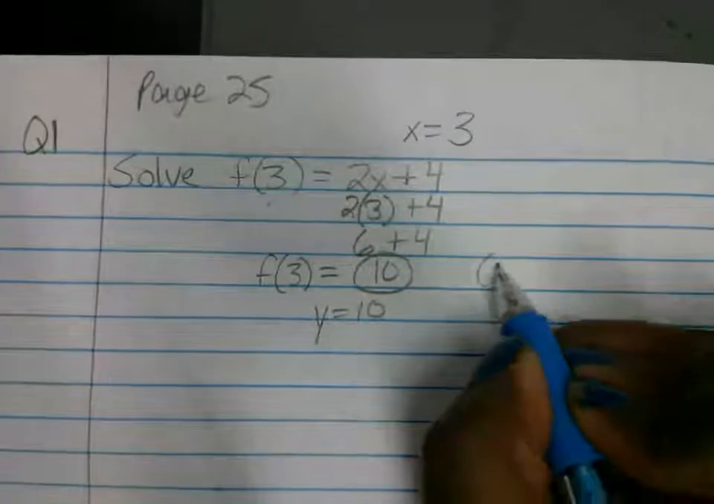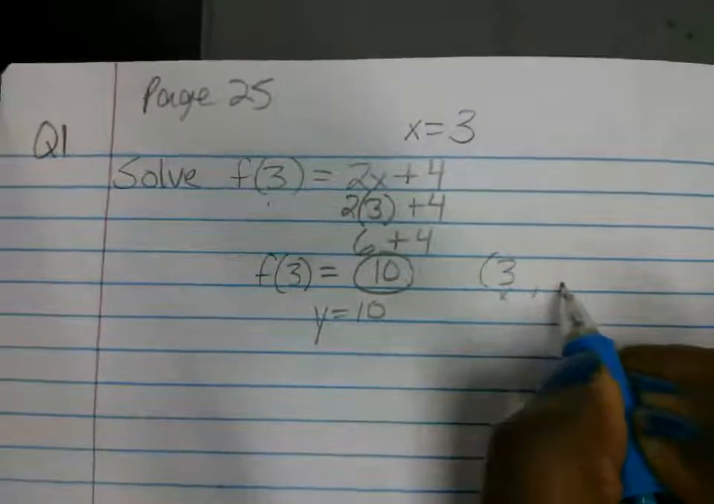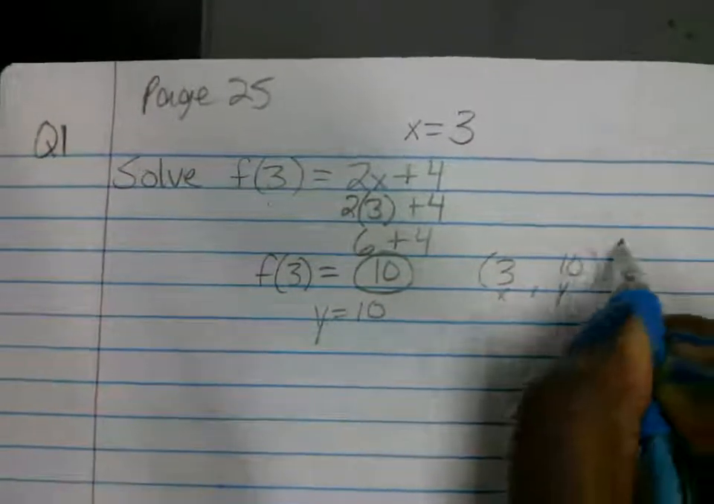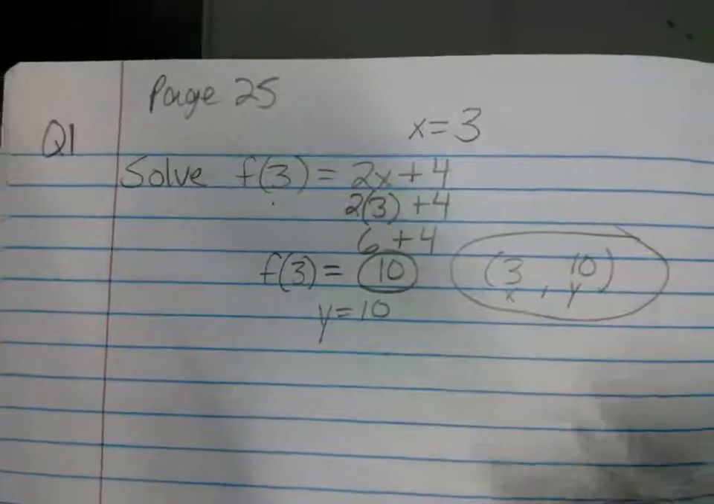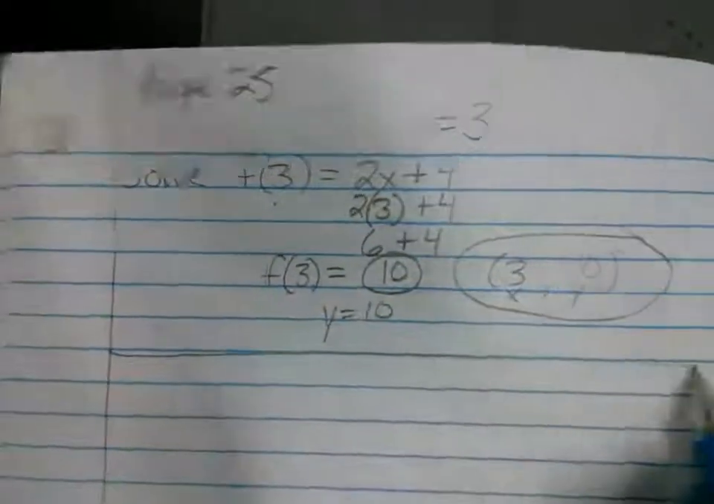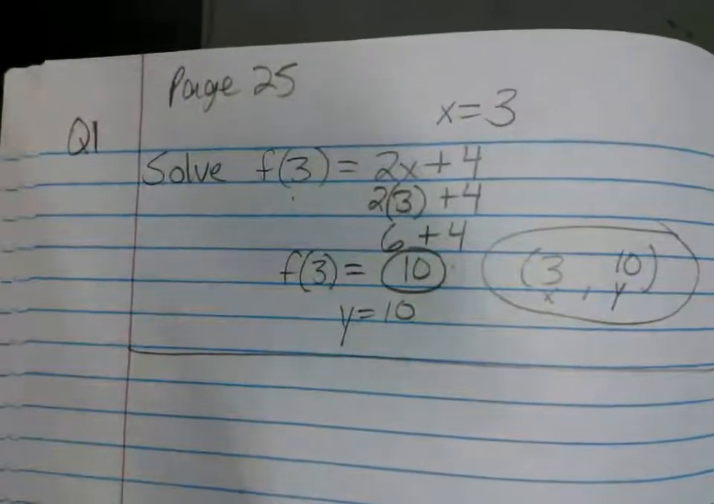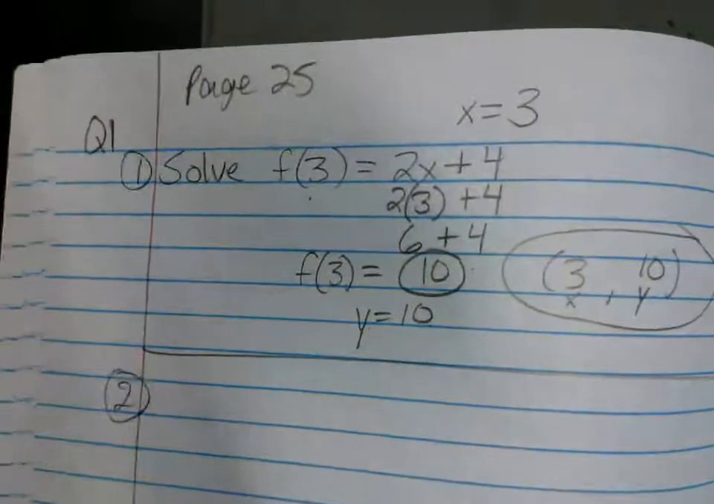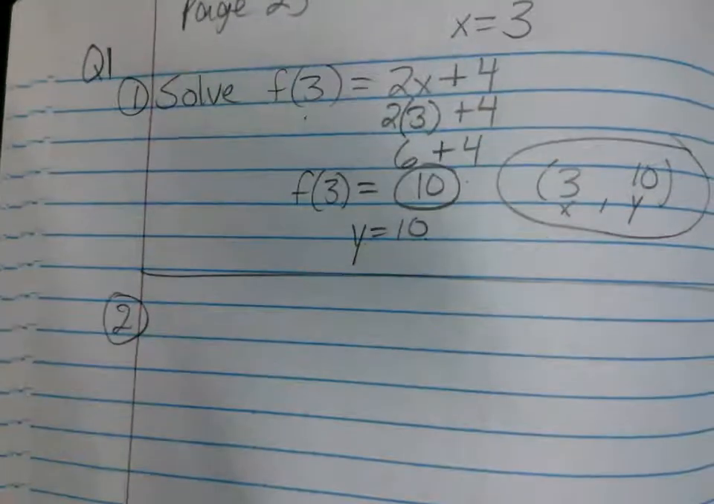3 comma 10. 3 comma 10. You can write it as an ordered pair. Okay. Please write. I'm going to pause for the cause. Please write, and we're going to do another one. Number 2, we're going to use a different letter.